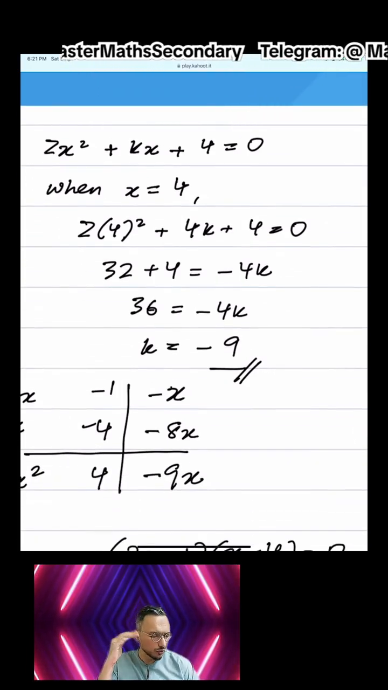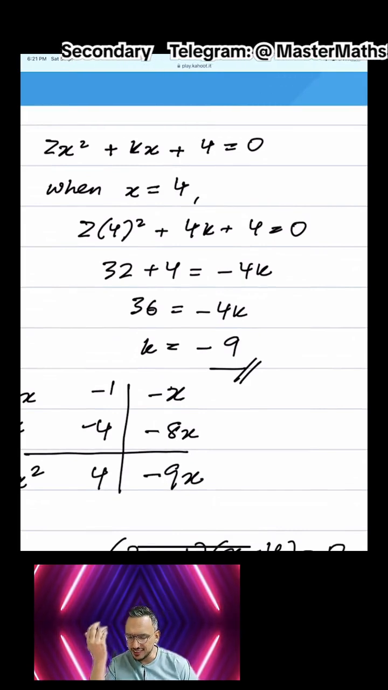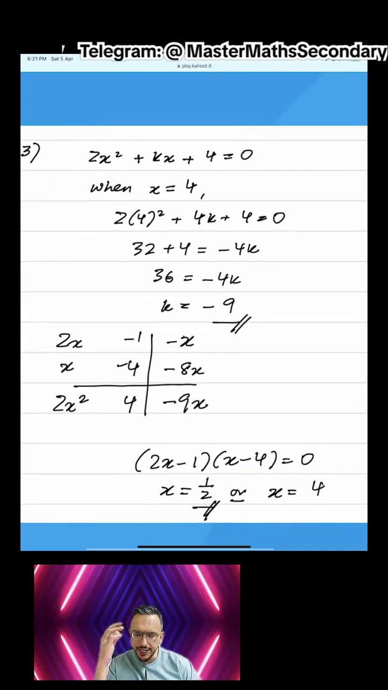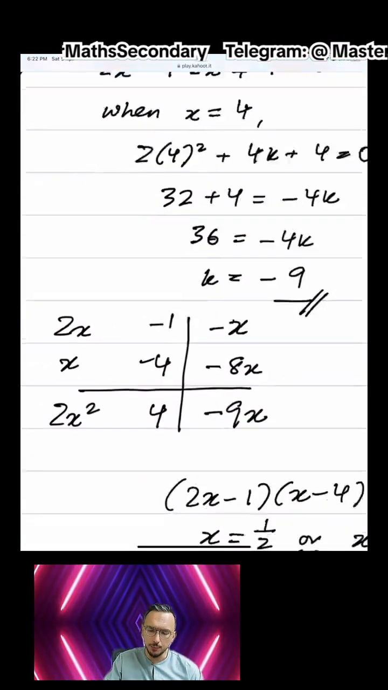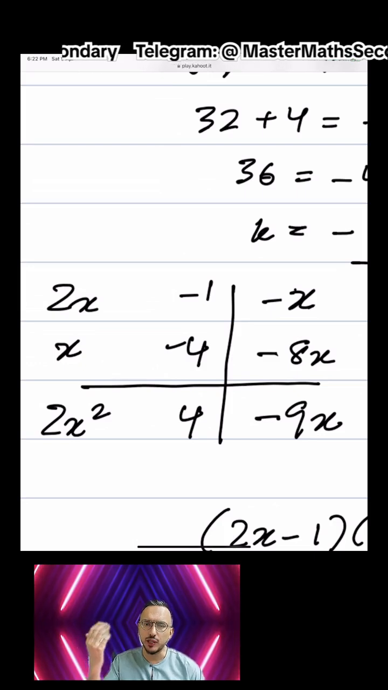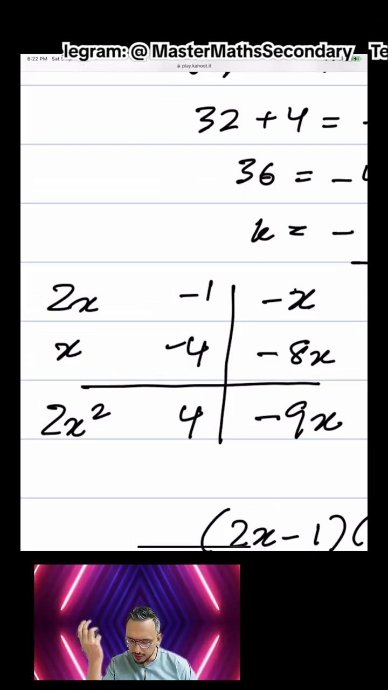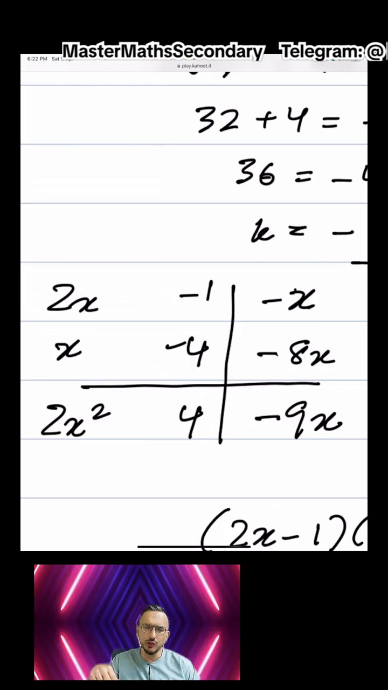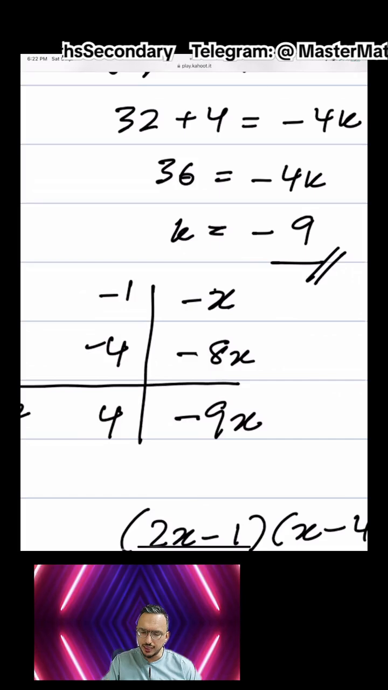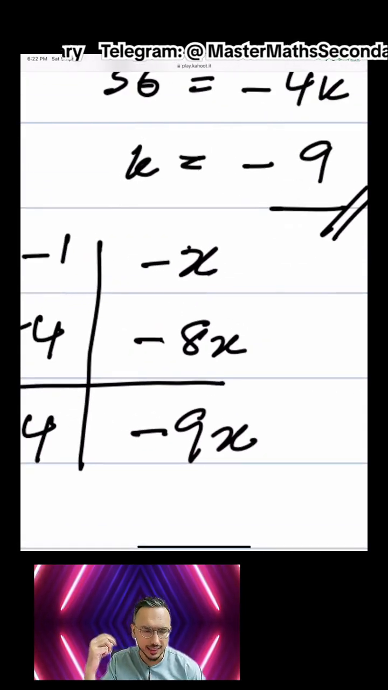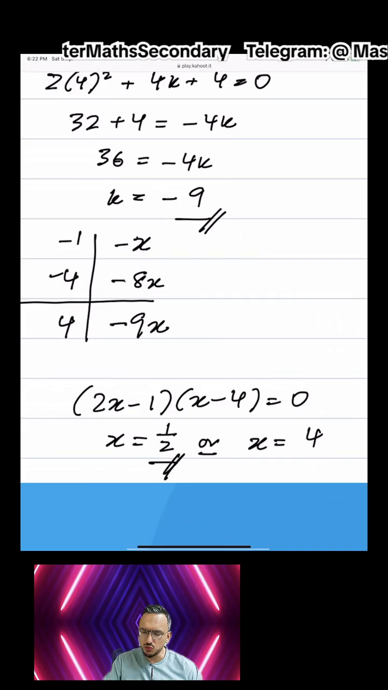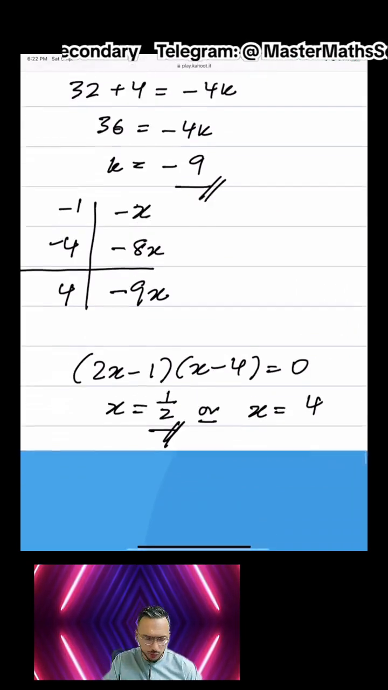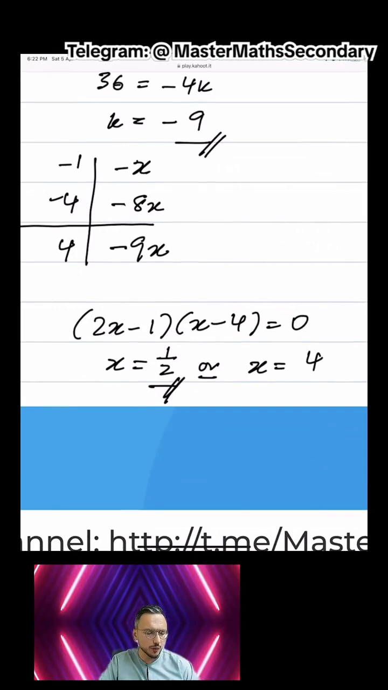No. We need to go and find the value of x. Okay, so to find the value of x, now we go and do our usual factorization, which employs the cross method. You have to use the cross method when you want to factorize a quadratic function. Now you know that your k is negative 9, so at the bottom here you need to get negative 9x. So with that, we get 2x minus 1, x minus 4 equals 0. And from there we know that x equals half and x equals 4.